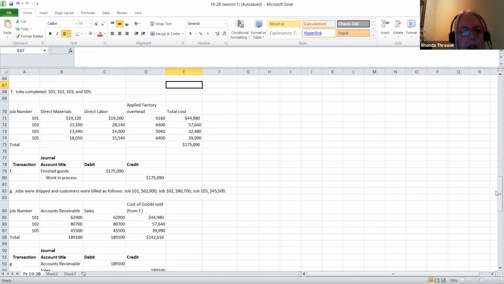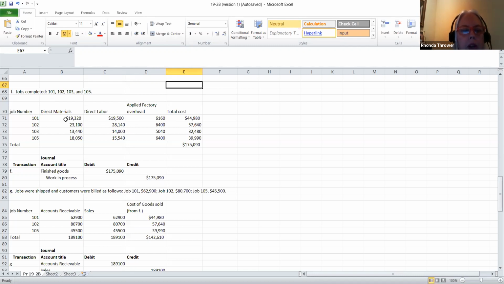For transaction F, you are completing jobs number 101, 102, 103, and 105. So what I've done is I've listed each one of those jobs separately. And actually, in a job order cost accounting system, you would keep up with the cost card that would have the job number on it, the direct materials, the direct labor, and the applied amount of factory overhead. But I just summarized these in tabular form by job number.